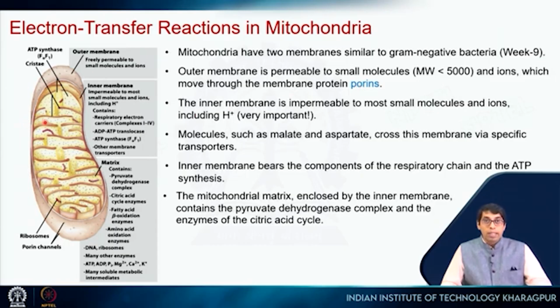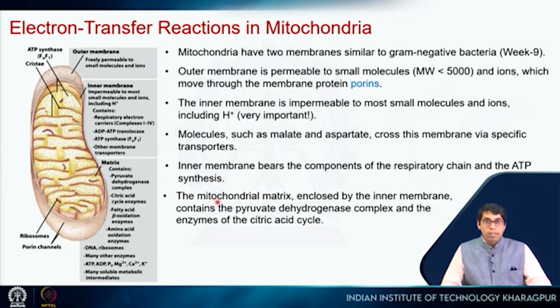The inner membrane is more impermeable, which means that it will not allow small molecules, ions and even hydrogen ions to pass through, and this is very important. Molecules such as malate and aspartate cross this membrane via specific transporters. So, any molecule that passes through the inner membrane is transported via specific transporters which will allow only those molecules. The inner membrane bears components of the respiratory chain and the ATP synthesis. So, we will see this in more detail.